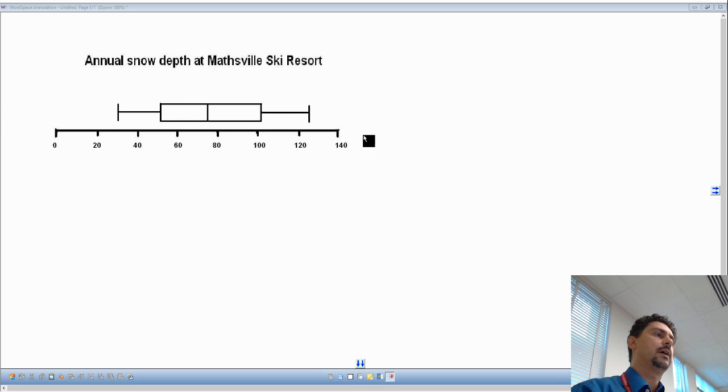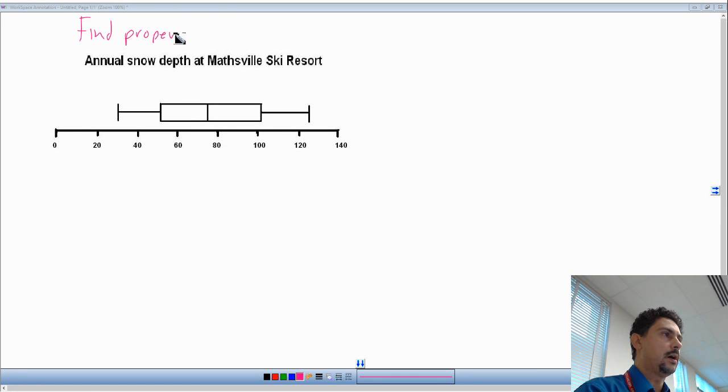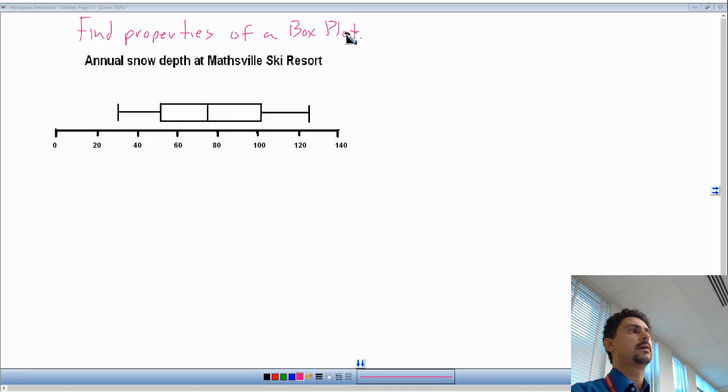Okay, class. What this topic is about is studying or getting properties. Okay, we're going to find properties of a box plot. And I think this is almost a little bit of a reminder of something you may have studied in the past, but I would like to identify it very quickly.